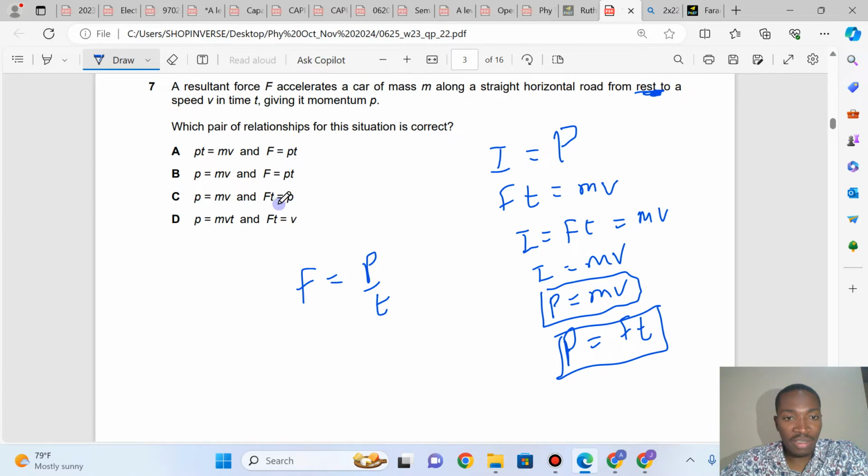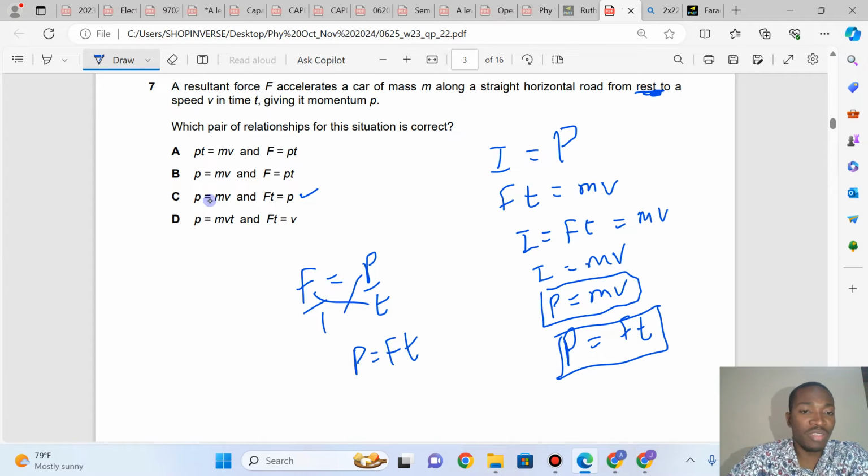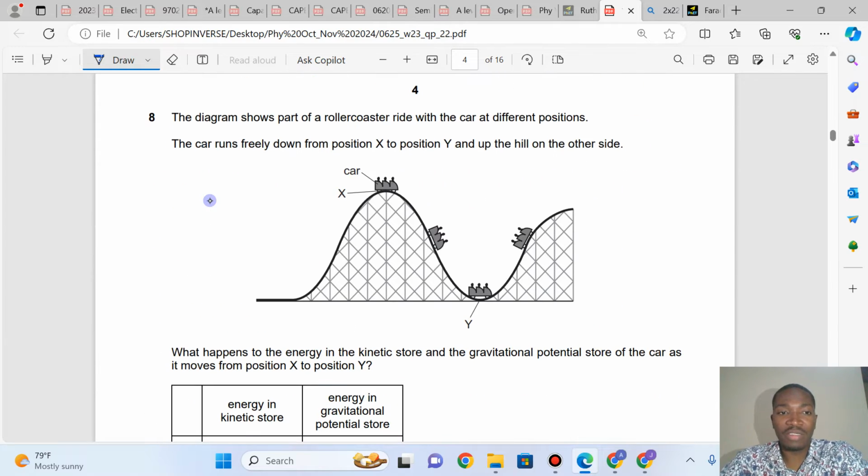This can be correct. Force times time equals impulse. If you cross multiply here, we get impulse equals force times time. So this is correct. Also, momentum equals mv. So C is the correct answer. That's where you have correct formulas.